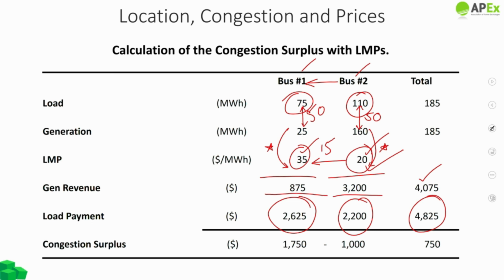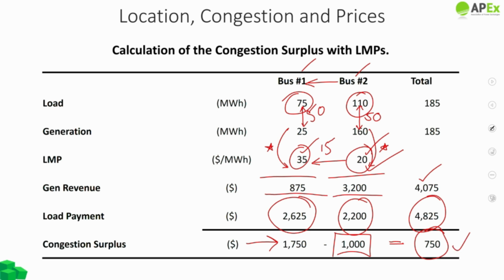$4825. So considering this, at bus 1, the load has paid 2625 while the generators have received 875, and the net amount comes out to be 1750. While on the other hand, at bus 2, the generators have received 3200 while the load has paid 2200, resulting in a net amount of 1000. So if we subtract this 1000 from 1750, the net amount turns out to be 750. This 750 is called the congestion surplus.